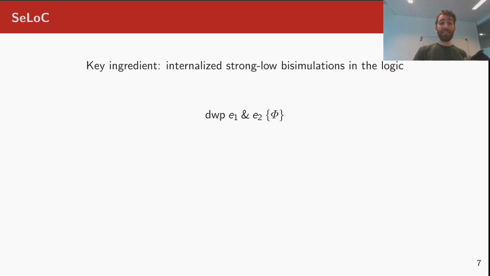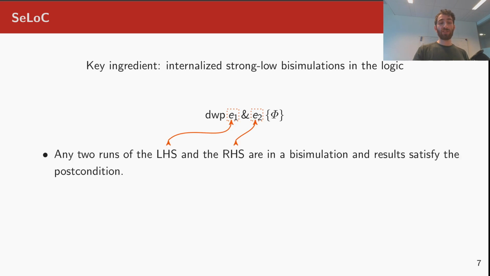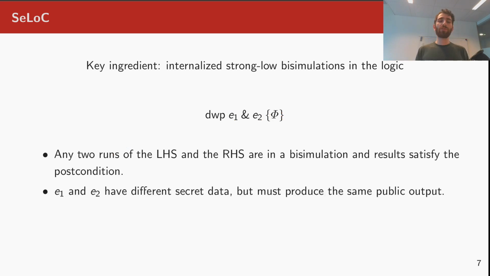The key idea behind CLOC is to internalize the notion of a strong bisimulation inside the logic. So instead of Hoare triples, we have propositions of this shape, which we call double weakest precondition, or DWP for short. Intuitively, this proposition says that E1 and E2 are in some sort of bisimulation, and if they terminate with some results, then these results satisfy the predicate phi. One way to think about it is that E1 and E2 are essentially the same program, but with varied secret input. And the double weakest precondition ensures that they produce the same publicly observable behavior.